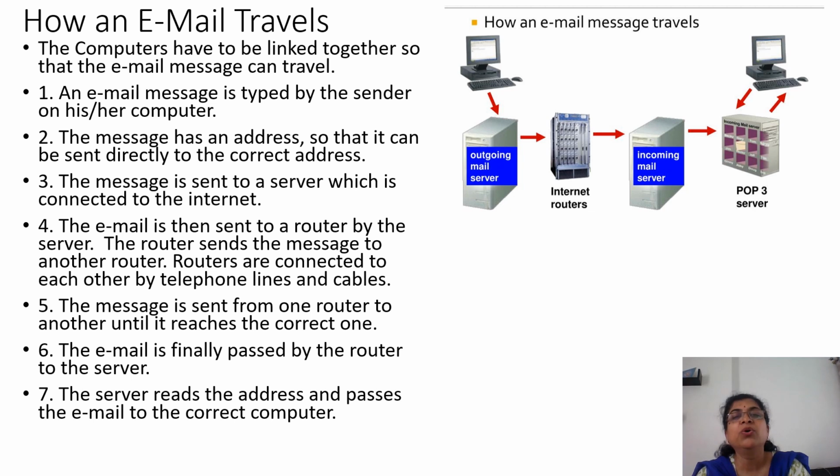The message is sent to a server which is connected to the internet. See, here it is given server, server sends to the router. Big routers are there. The email is then sent to the router by the servers. The router sends the message to another router, or another server, and from there again it goes to the router or the big server. In this, satellites are also used. The message is sent from one router to another until it reaches the correct one. The email is finally passed by the router to the server. The server reads the address and passes the email to the correct computer.